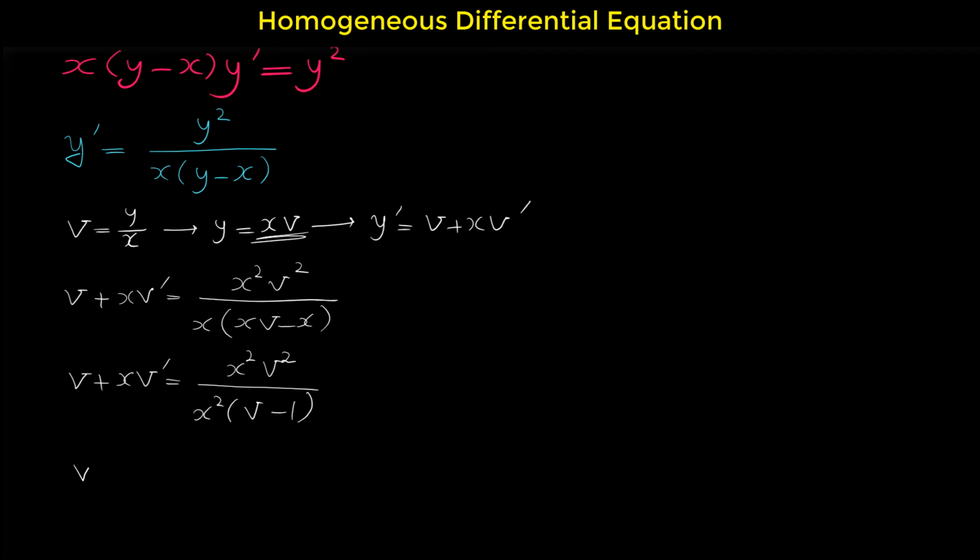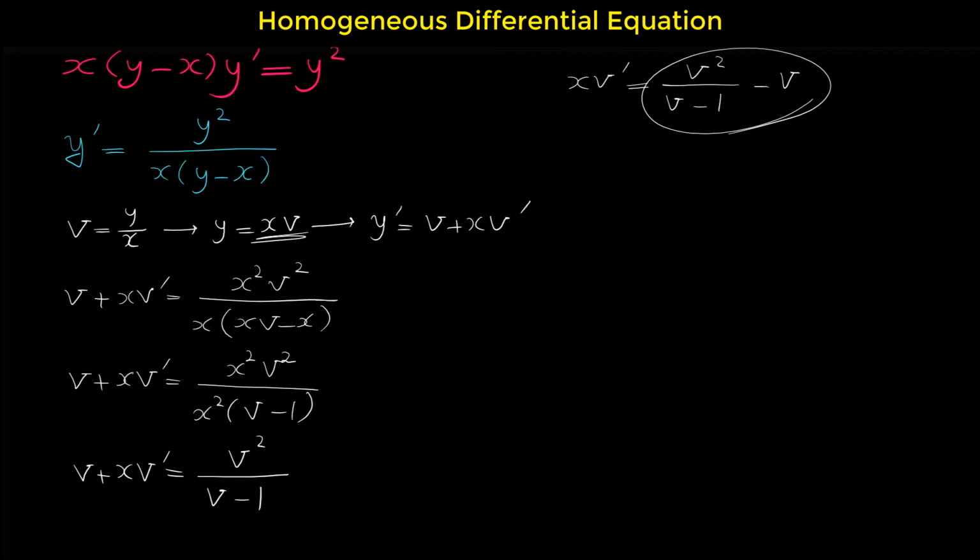So we have v plus x v prime equals v squared over v minus 1. Again, we bring this v to the other side and simplify the right side. So we have x v prime equals v squared over v minus 1 minus v. If we do common denominator for this, v squared over v minus 1 minus v over 1, the common denominator is v minus 1, v squared minus v squared plus v.